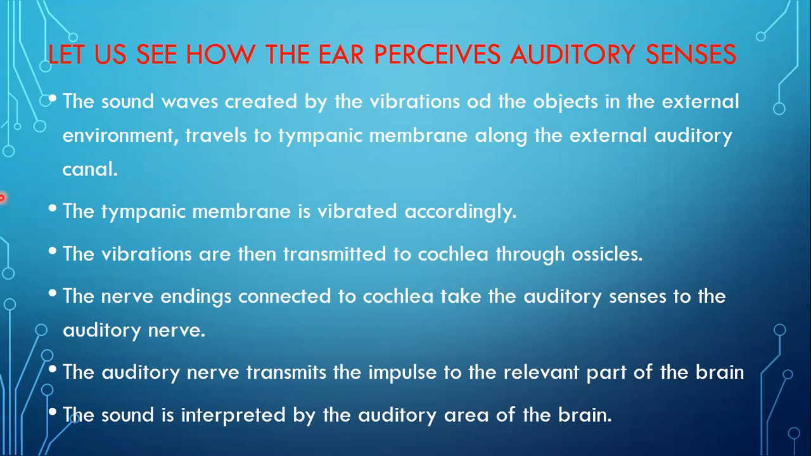The sound waves created by the vibration of the objects in the external environment travel to the tympanic membrane along the external auditory canal. The tympanic membrane is vibrated accordingly. The vibrations are then transmitted to the cochlea through the ossicles. The nerve endings connected to the cochlea take the auditory senses to the auditory nerve. The auditory nerve transmits the impulses to the relevant part of the brain. The sound is interpreted by the auditory area of the brain.